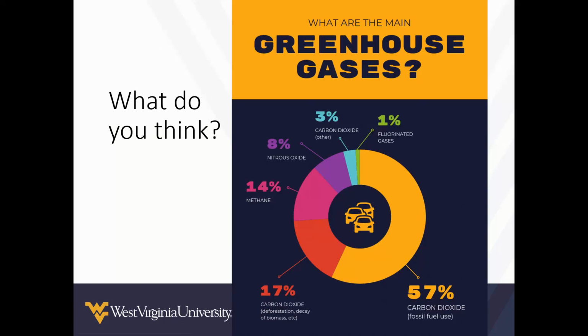Here's another one saying what are the main greenhouse gases, and really a ring chart is pretty much just a pie chart. They just carved out the center in the end. But just so you're aware what they look like and how to interpret them, here we are.